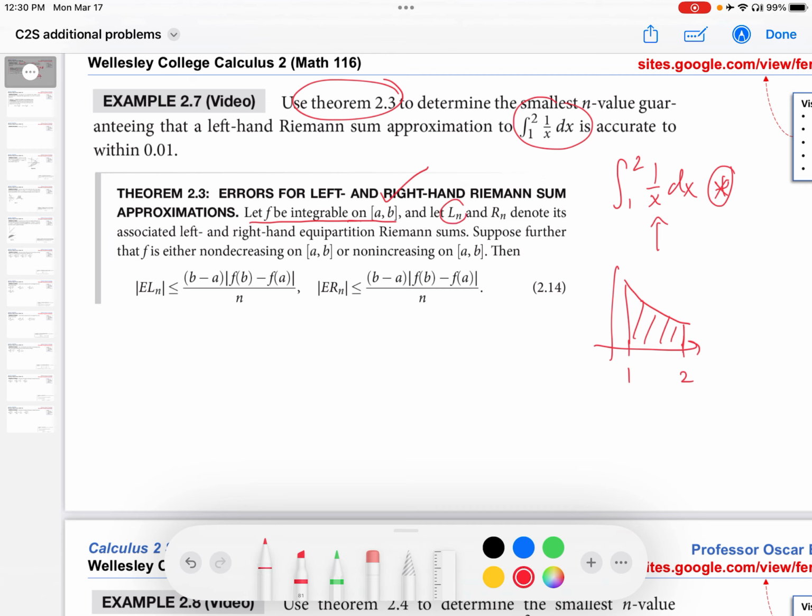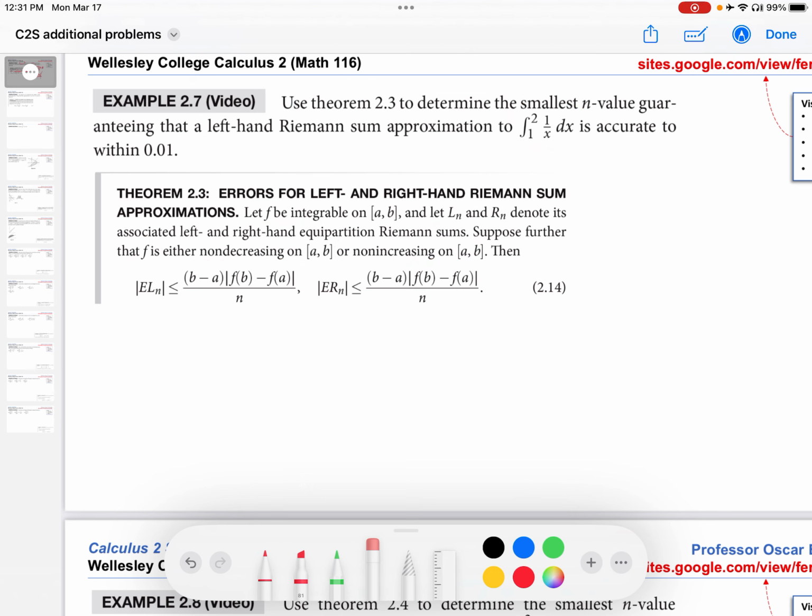Up next, let L sub n, R sub n denote its left and right hand equipartition Riemann sums. Okay, we don't have to verify anything there. Suppose further, another verification, that the integrand is either non-decreasing or non-increasing. In our case, the function that I've drawn, 1 over x, our little f here, is decreasing. So it is not increasing. It is indeed decreasing, so it satisfies that one. Okay, so I verified all the hypotheses here. So now I'm going to go back and use the theorem.